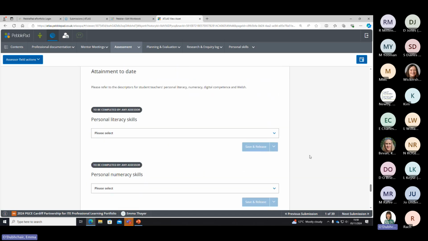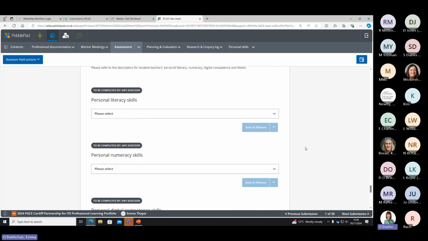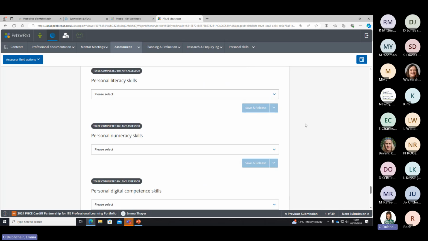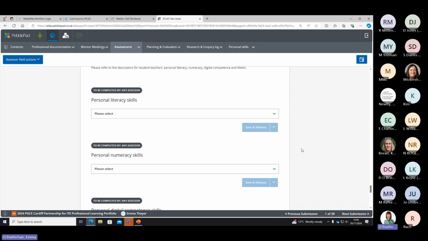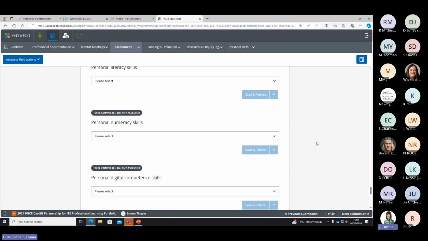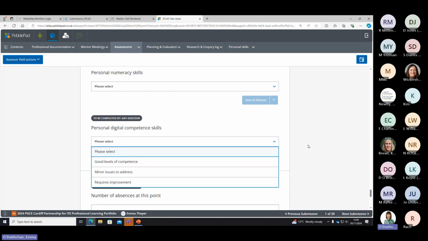And the last thing that I'll say in this part of the demo is that you've got a couple of extra bits at the bottom of this form, which are, first of all, to indicate the extent to which your student teacher's personal literacy, numeracy, and digital competence skills are at a sufficient level. And you've got 3 options here: good levels of competence, minor issues to address, and requires improvement. And obviously what that will give us the opportunity to do is to see that from a university perspective, but also for you to have logged it there so that the student teacher can access some extra support or work on this in the time leading up to the next progress review. So you're going to give outcomes for all of those areas.